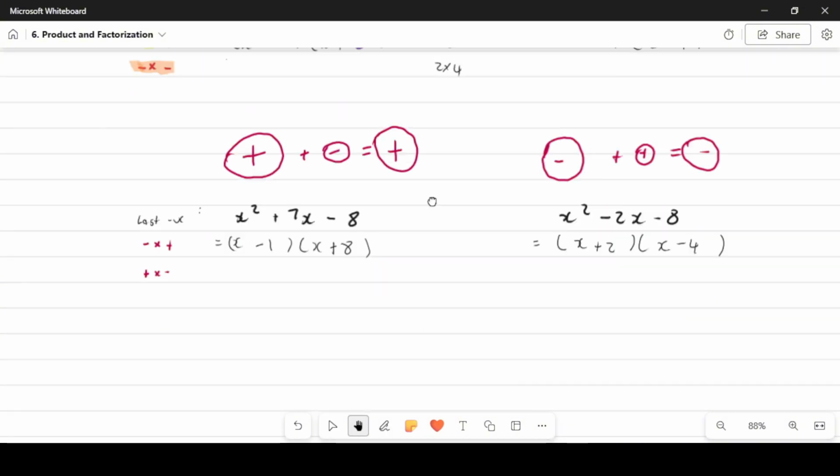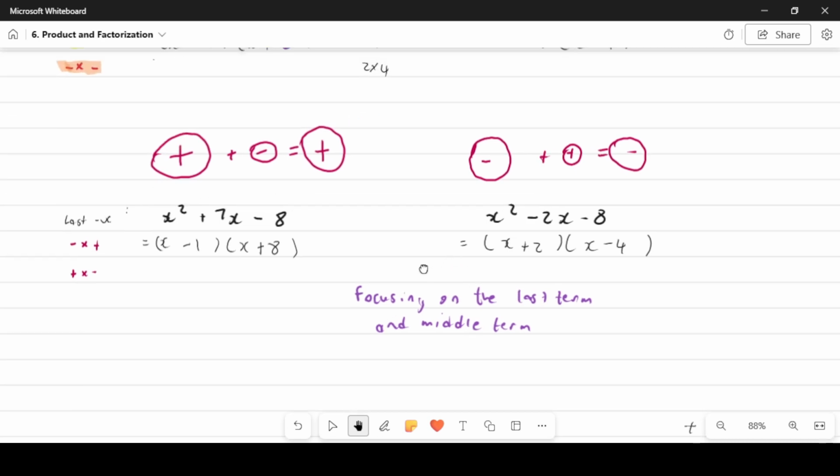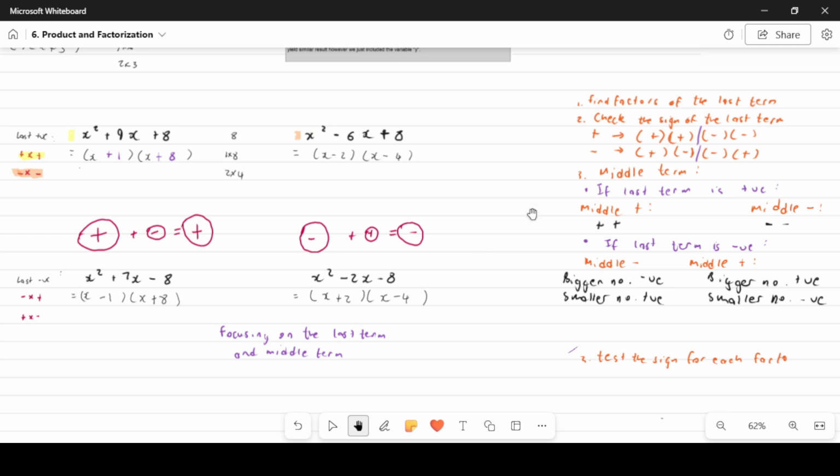When you're solving trinomials, you're doing two things. You're focusing on the last term and middle term. Very, very important. So if I have to write this as a set of rules, this is how we're going to do it. Firstly, you find factors of the last term. We've done that. Then you check the sign of the last term. We've done that.